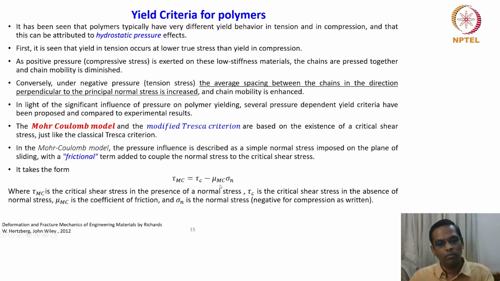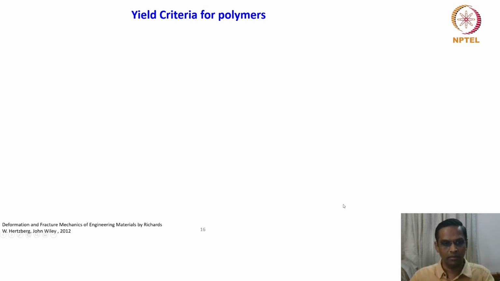So it takes the form tau MC, the Mohr-Coulomb model, is equal to tau c minus mu MC sigma n, where tau MC is the critical shear stress in the presence of normal stress, and tau c is the critical shear stress in the absence of normal stress. Mu MC is the coefficient of friction, and sigma n is the normal stress, negative for compression as written.